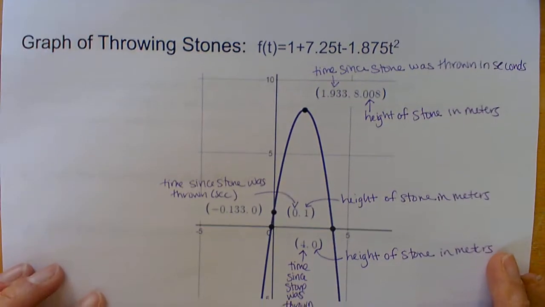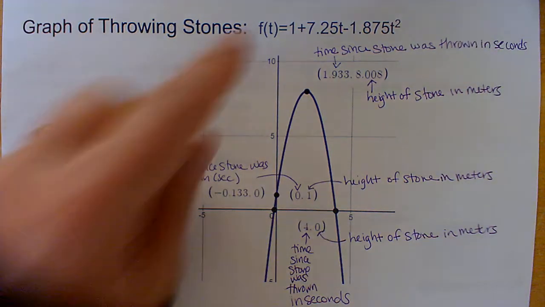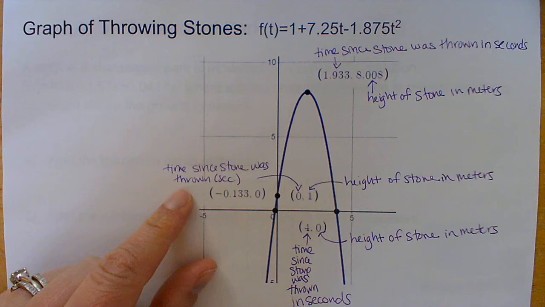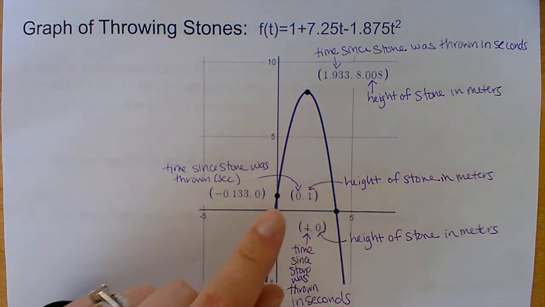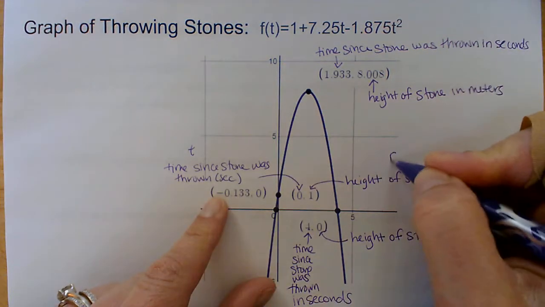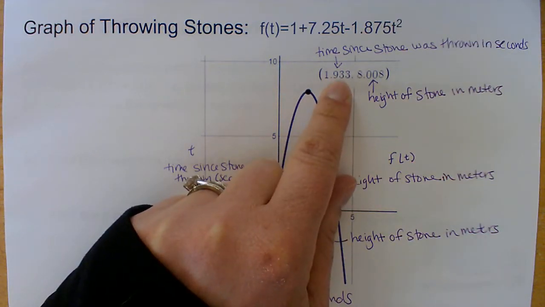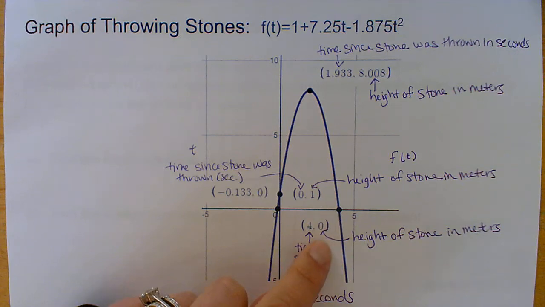Voila. Here we go. Graph of throwing stones. I graphed this in Desmos. I labeled each part: the time since the stone was thrown, and the height of the stone in meters. So this is T, and this is f of T. I labeled each one. Time is the first one, height is the second one.